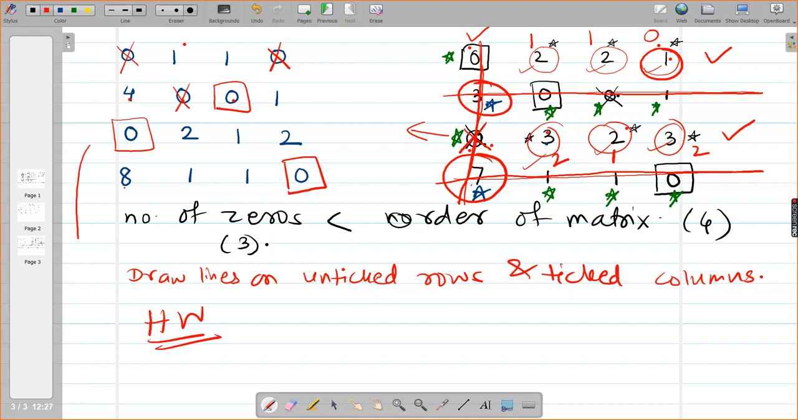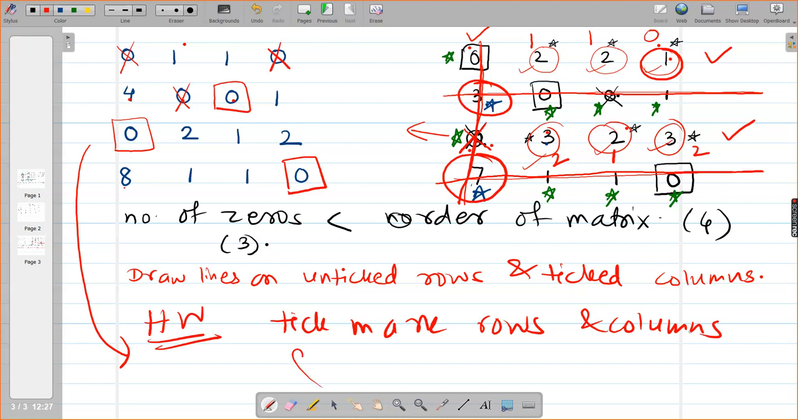Okay. From this step, tick mark rows and columns and proceed. Okay. Will you do this? Yes, ma'am. Okay. Thank you very much. So let us stop here.